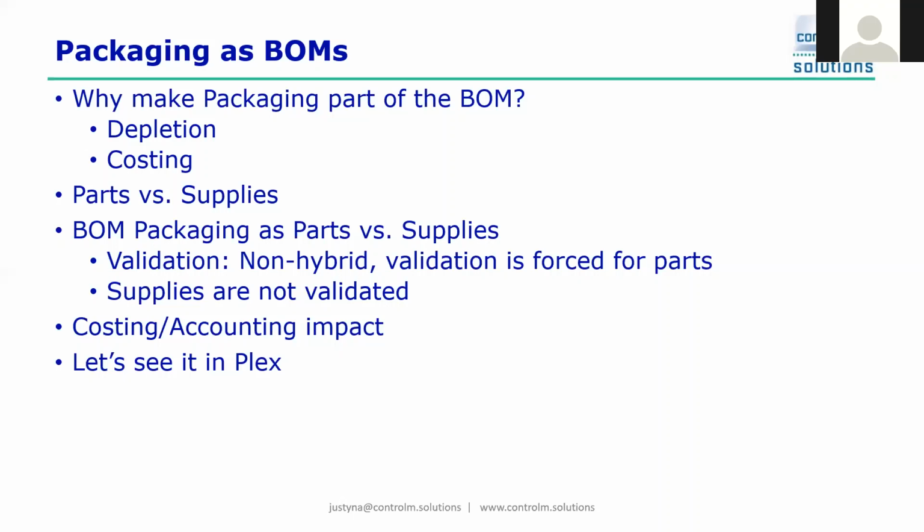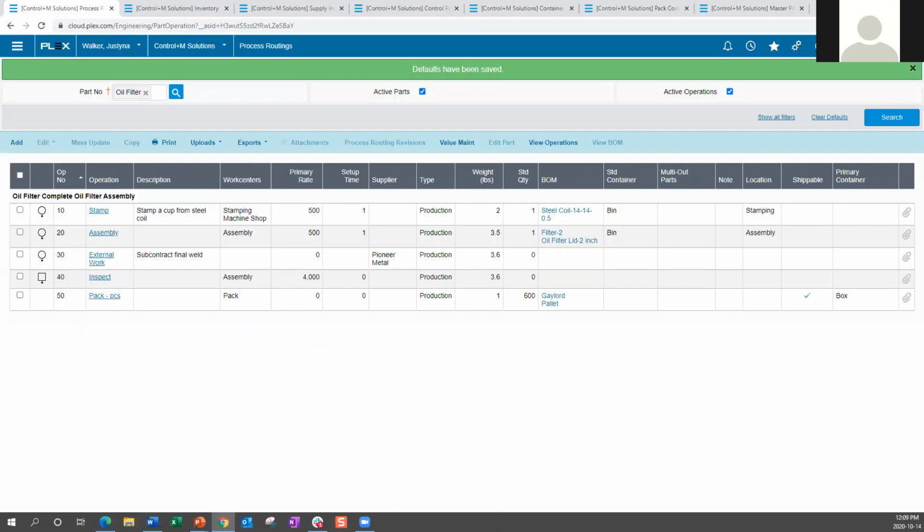Thank you, Patty. Okay, so I will go ahead and switch over to Plex. In my example today, I will be showing you a finished good that uses both a supply and a part in their bill of material. The supply I've set up is a Gaylord, and the part is a pallet. Just like any supply or part, they are set up, the PO was cut, and they were already received into our system.